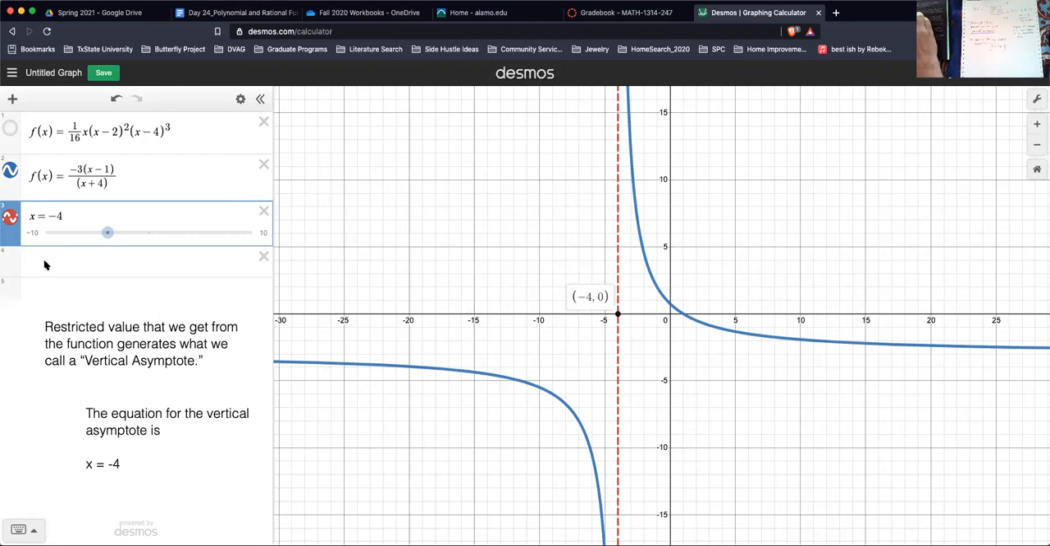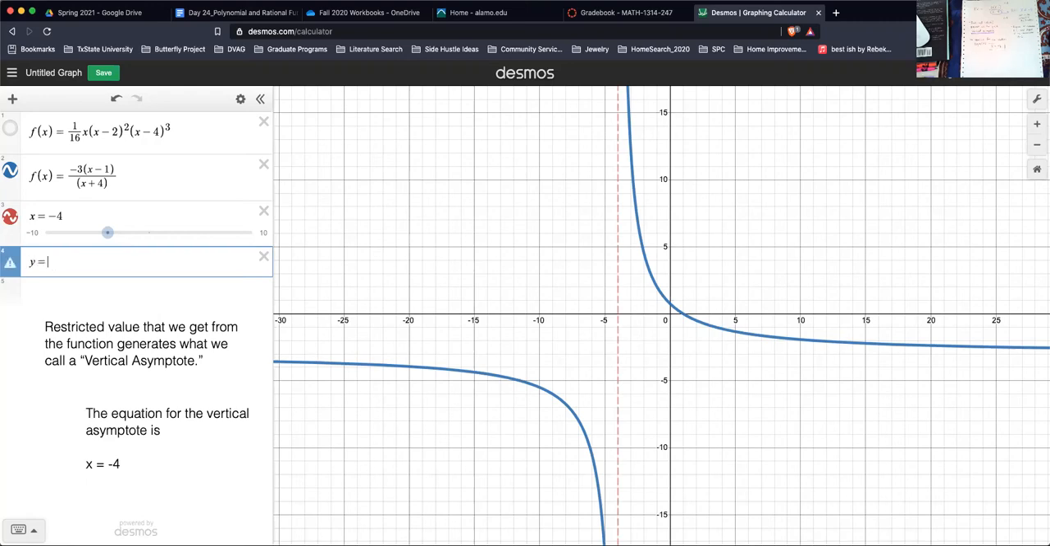There's another feature, though, on the graph that we need to look out for. And that is what's called a horizontal asymptote. So if you scan the graph, it looks like there's a y value that's being excluded from the range. Remember, the range is the set of all y values that the function picks up as you scan from the top to the bottom, the bottom to the top.